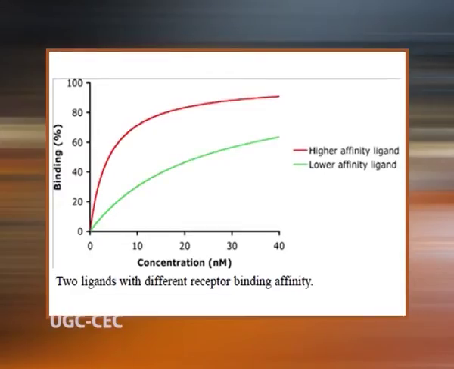The ligand illustrated by the red curve has a higher binding affinity and smaller Kd than the ligand illustrated by the green curve. If these two ligands were present at the same site, more of the higher affinity ligand would be bound to the available receptor binding sites. This is how carbon monoxide can compete with oxygen in binding to hemoglobin, resulting in carbon monoxide poisoning.